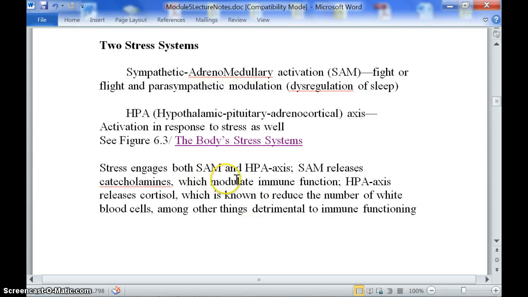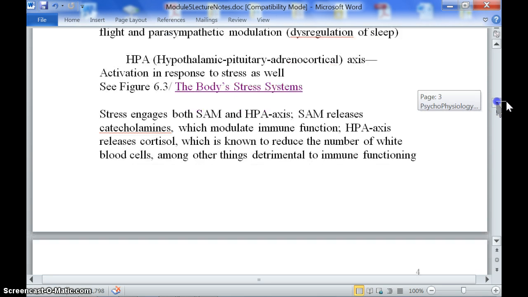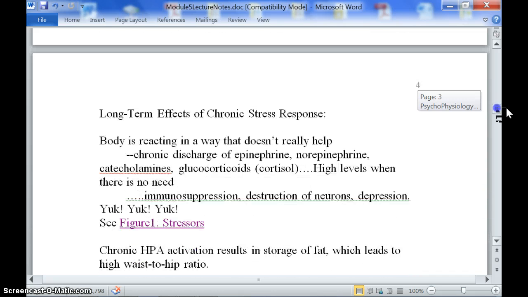So that's the basics of these two stress systems. Stress engages both SAM and the HPA axis. SAM releases catecholamines, and the HPA axis releases cortisol, which reduces the number of white blood cells. So you can see how there's that strong connection between our stress systems and immune functioning.